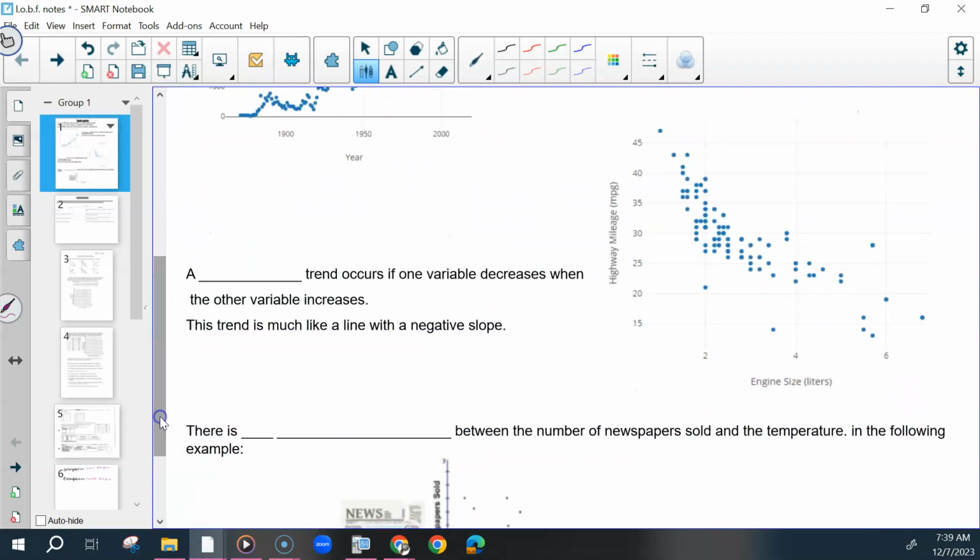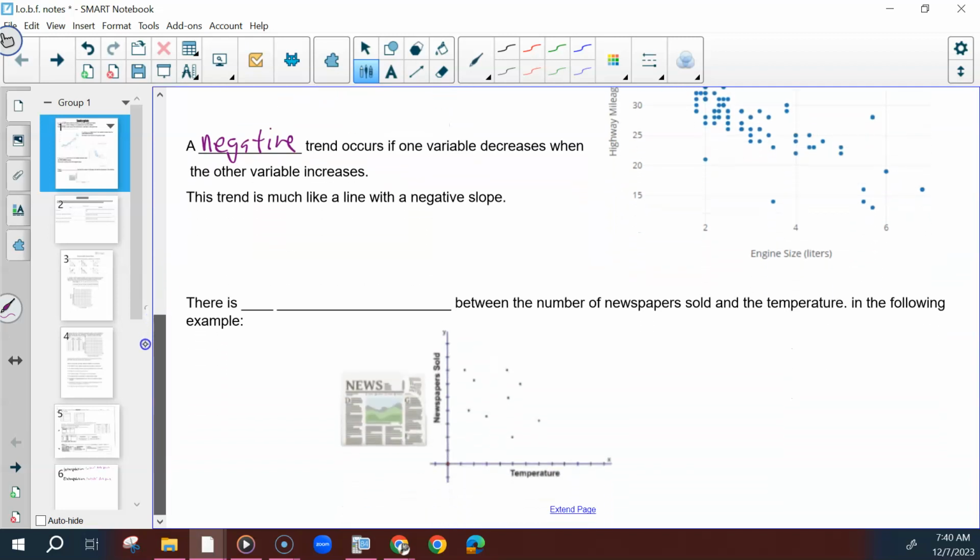And then for this one, a blank trend occurs if one variable decreases and the other variable increases. Negative. And we can see as the x's keep increasing, our y values are decreasing, or that could work the other way as well. This trend is much like a line with a negative slope.